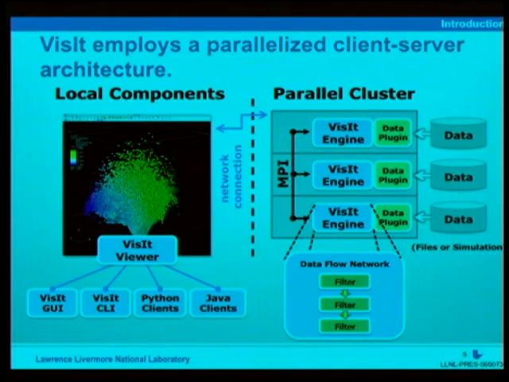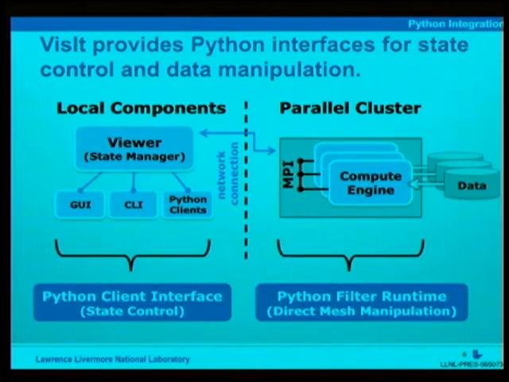And where all the heavy lifting is done is in the parallel component, the parallel cluster. We're a C++ code at our core, everywhere. And we use MPI, standard distributed memory parallel scaling code for today's HPC clusters. So we use data flow networks. It's kind of similar if you've seen other tools like ParaView and et cetera. These are similar architectures.